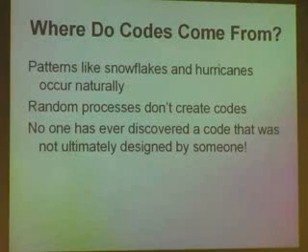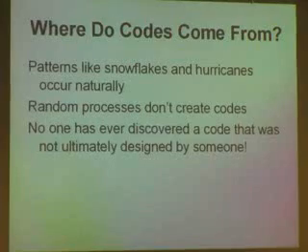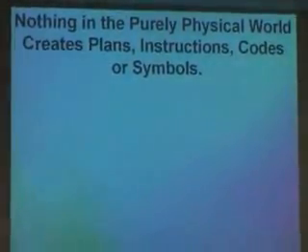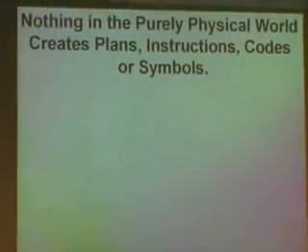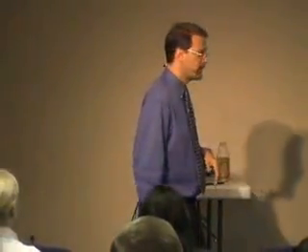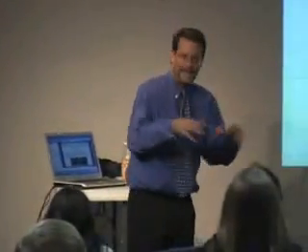Because in nature, I got a rock. Go pick up a rock. Does this rock contain any symbols? No. It's a rock. That's all that it is. Nothing in the purely physical world creates plans, instructions, codes or symbols. So here's a way to think of it. Let's say that we go far from Earth, to some other solar system, or some planet very far away. You will not find any codes anywhere. Unless some form of life exists there that we don't know about, there's no codes, there's no symbols.